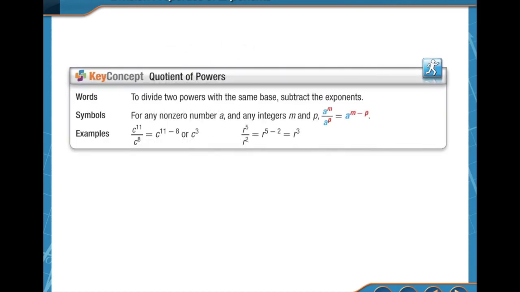So here's the first rule we want to talk about, and that is the quotient of powers. So when you're dividing a power by another power, and they have the same base, you simply subtract the powers. So base a to the power m and the same base to the power p is the same thing as a to the power of m minus p, which you see here. So one example of that, c to the 11th divided by c to the 8th is the same thing as c to the 11 minus 8, or c to the 3rd, because 11 minus 8 is 3. By the same logic, r to the 5th and r squared, if you divide those, you get the difference between the powers, that is r cubed.